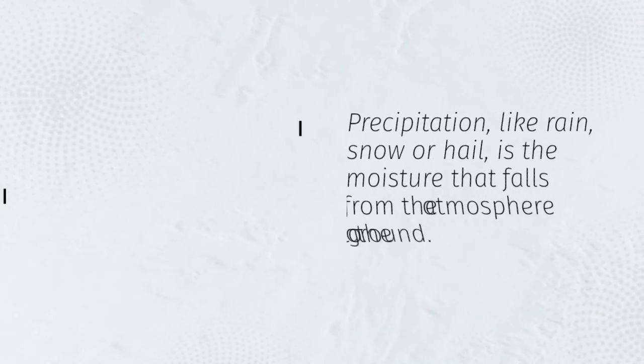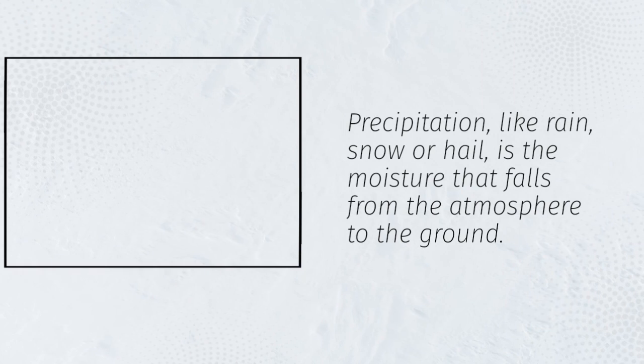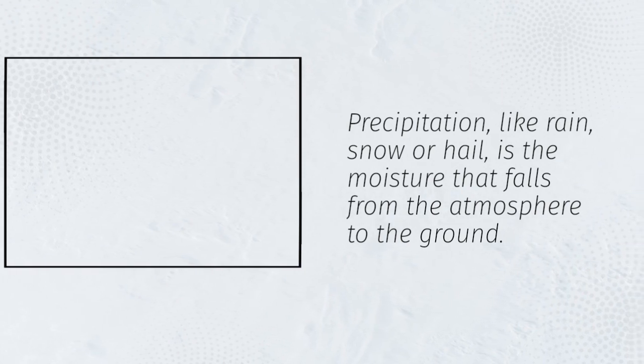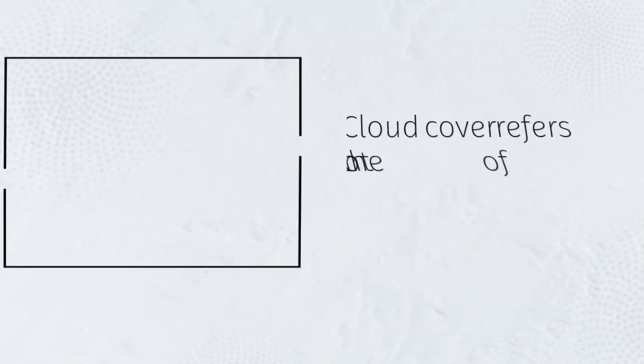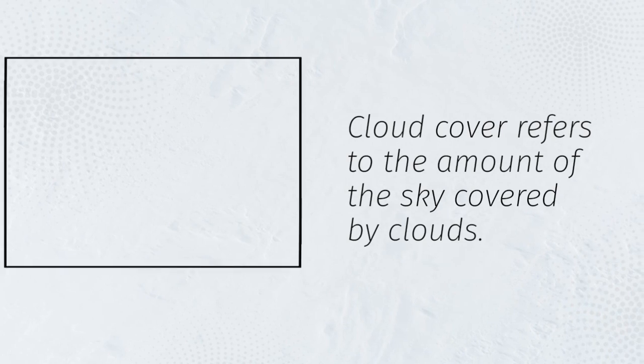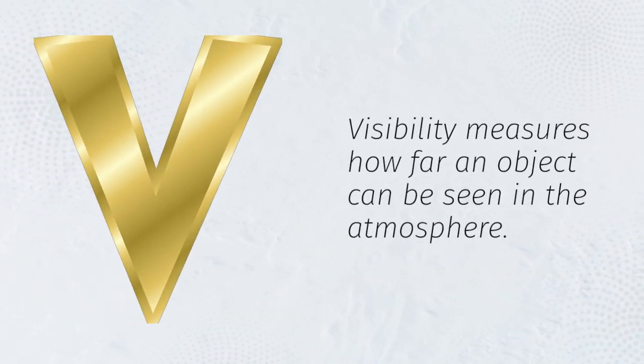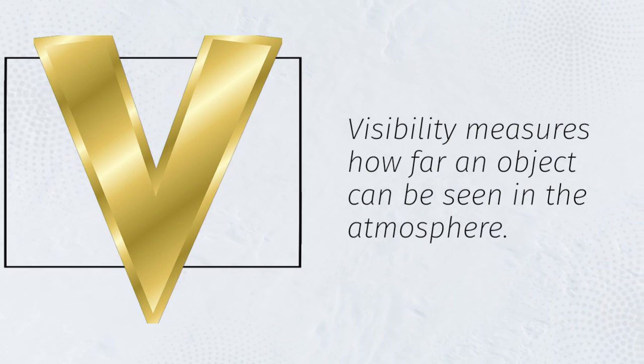Precipitation, like rain, snow, or hail, is the moisture that falls from the atmosphere to the ground. Cloud cover refers to the amount of the sky covered by clouds. Visibility measures how far an object can be seen in the atmosphere.